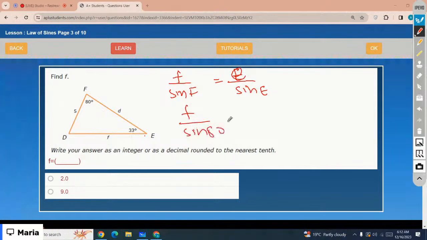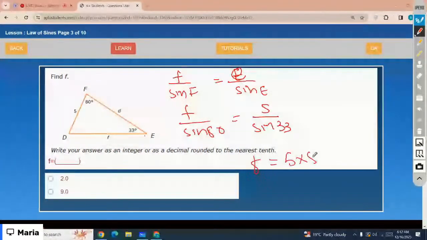Sine 80, e is 5 and sine e is sine 33. So f equals 5 times sine 80 divided by sine 33, right? You can do calculations on your calculator to see which is the correct option. I think that is 9. The correct option is 9.